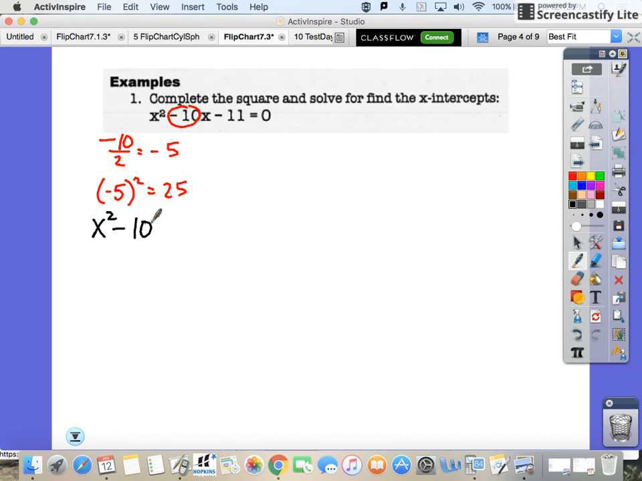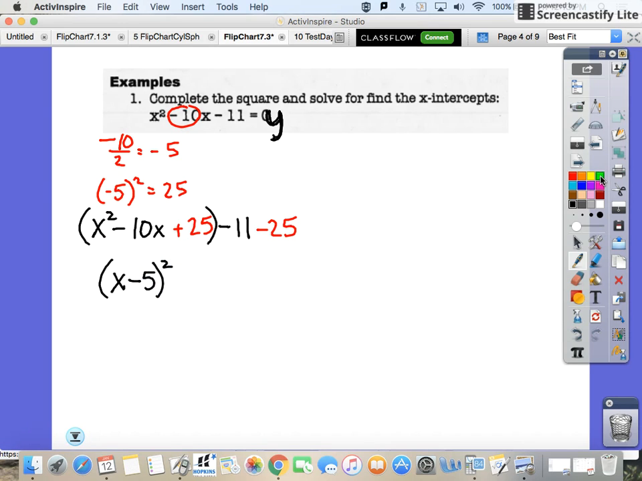So we go x squared minus 10x plus 25. Do the plus first. Then we do our minus 11 from the original and minus 25. I'm also going to change this to y because we're not going to solve. So anyway, now we need to factor. So what we do here is we take this part and we go x, whatever was right here. So x minus 5 squared.